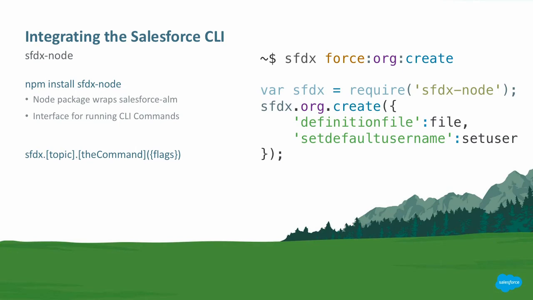So how do we integrate this CLI and all the benefits that we get from it into our build scripts? What we've done is actually create a node package called SFDX node. You can pull it down off NPM if you'd like. And what this does is, the Salesforce CLI tool is like a fork of the Heroku CLI tool, I guess is probably the best way to put it.